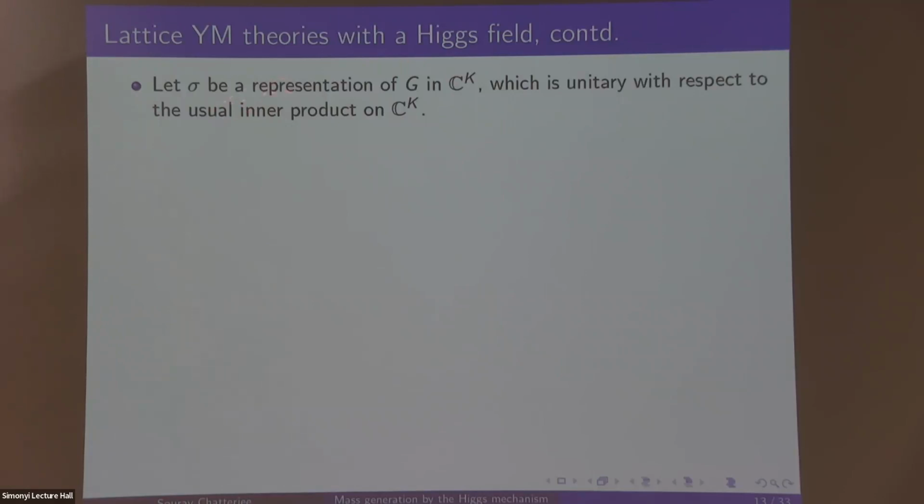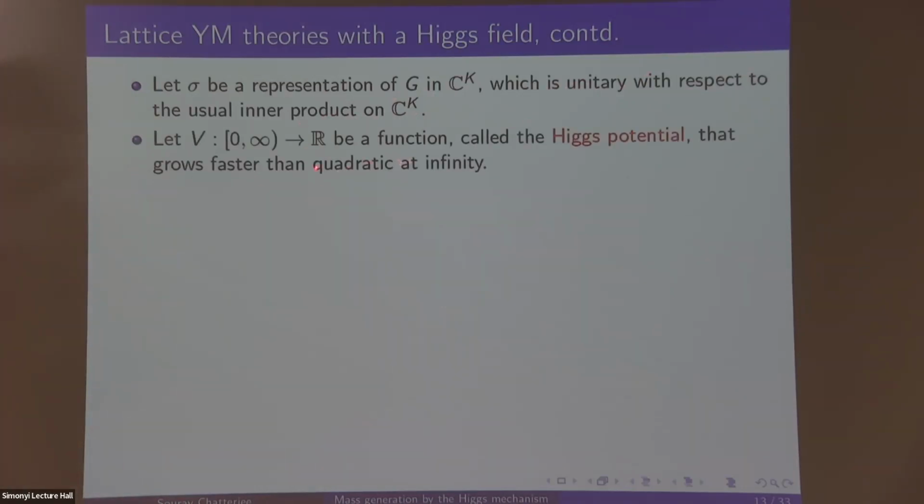Now let sigma be a representation of G in C to the K, which is unitary with respect to the usual inner product on C to the K. So you take a unitary representation of G in C to the K, call it sigma, and let V be a function called the Higgs potential that grows faster than quadratic at infinity. A common choice is what's called the Mexican hat potential, which is the norm squared minus 1, whole squared. Something that grows faster than quadratic at infinity.